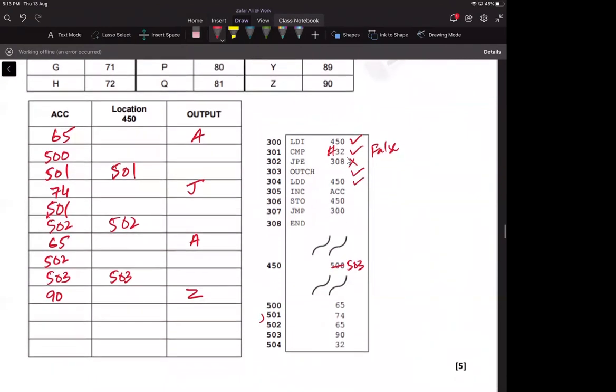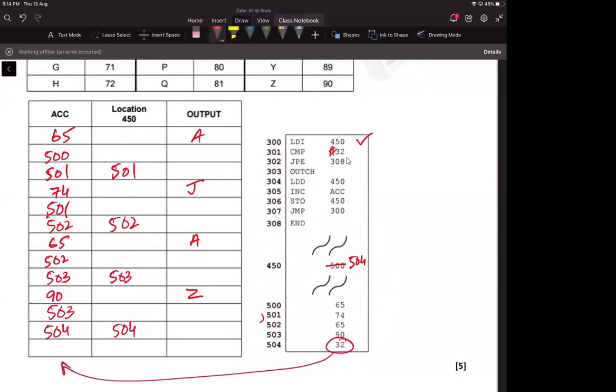Okay, LDD 450, so it is now 503. And then we will increase it. This would become 504. And then we will store it back at 450. And then we will jump back to 300. Now we jump back to 300. We know that this is immediate value and this is actually 504. So 300 says the LDI 450, we go to 450, 450 leads us to 504. At 504, we have got 32.